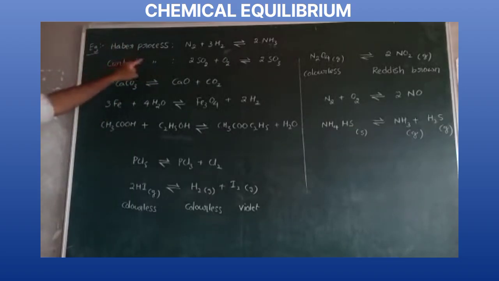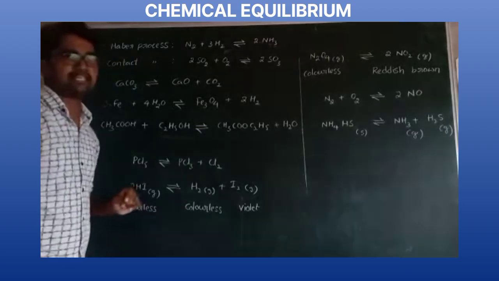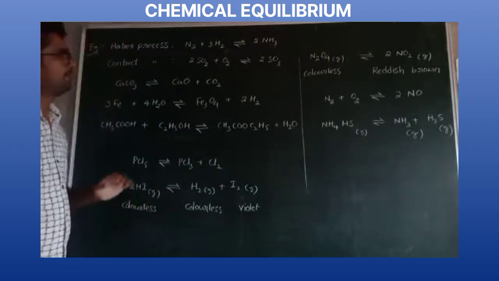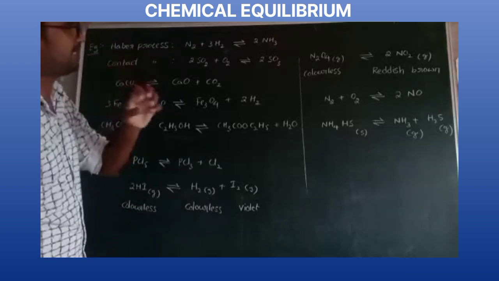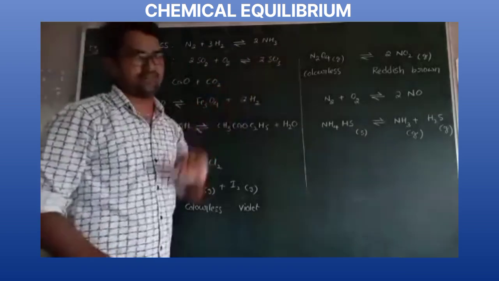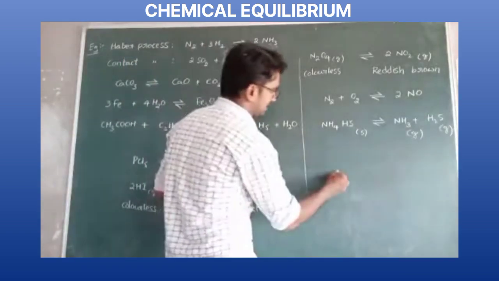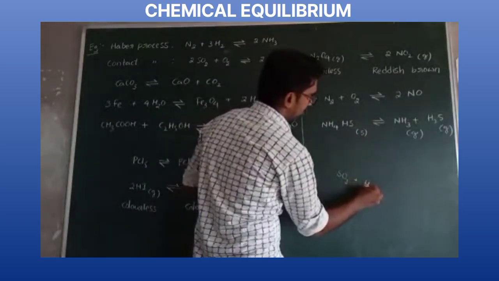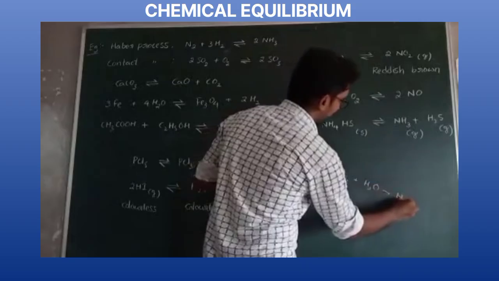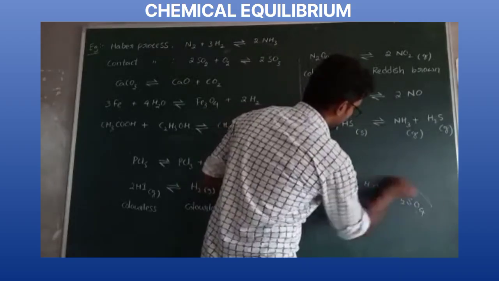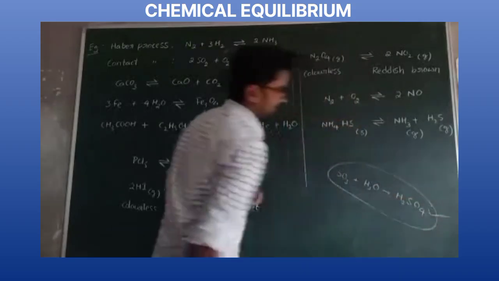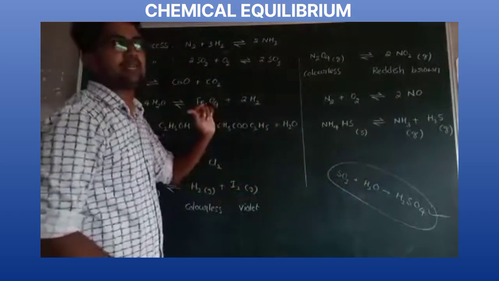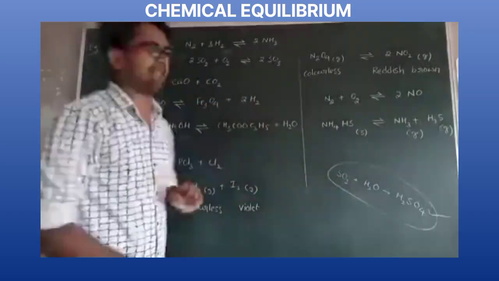And second one, contact process. Actually, in the contact process, sulfuric acid H2SO4 is prepared. But in the H2SO4 preparation, SO3 is required. Very simple: if SO3 reacts with water, it gives H2SO4. This is the final preparation. So SO3 is one of the required materials for the preparation of sulfuric acid.